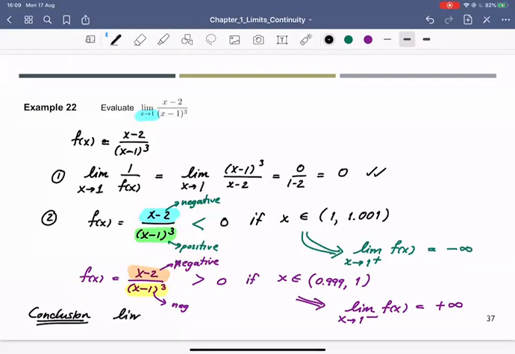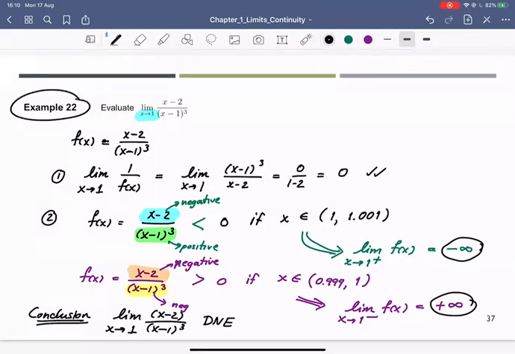So the limit of (x minus 2) over (x minus 1) cubed when x goes to 1 does not exist, because the left limit is plus infinity and the right limit is negative infinity. So it does not exist. You cannot say immediately that the limit when x goes to 1 is plus infinity or minus infinity, because, two-sided, they're not the same. So this is a good example, actually.